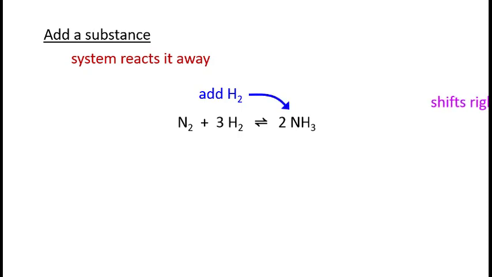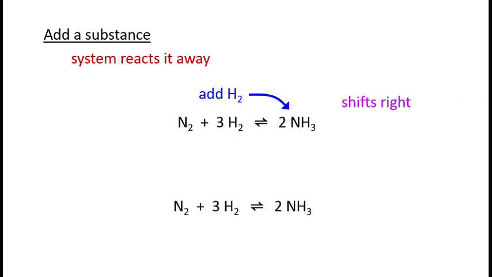Let's use the example of combining dinitrogen and dihydrogen to form ammonia. Let's ask what happens if we add H2. Which way will the reaction shift? The system will react it away by combining some of the added dihydrogen with dinitrogen to form ammonia. In other words, the system will shift to the right.